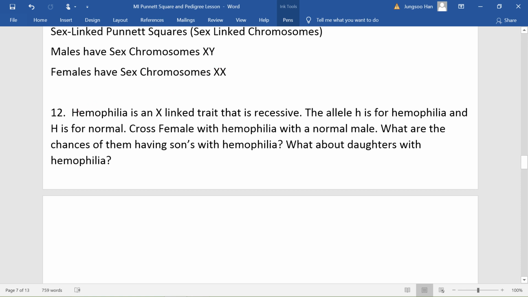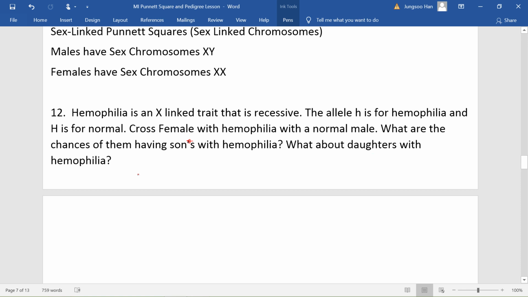So hemophilia is an X-linked trait that is recessive. The allele little h is for hemophilia, and big H is for normal. We're going to cross a female with hemophilia with a normal male. What are the chances of them having sons with hemophilia? Sorry, that's a typo. What about daughters with hemophilia? So first let's go ahead and do the Punnett square.